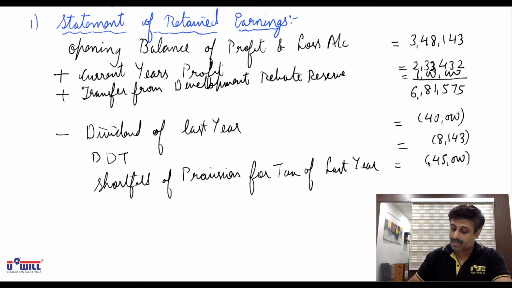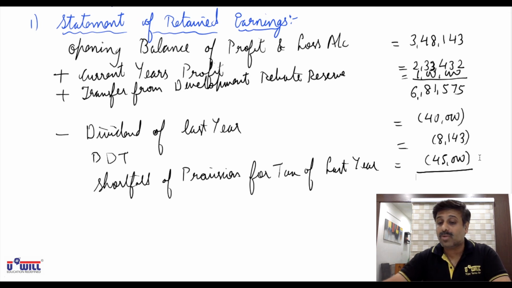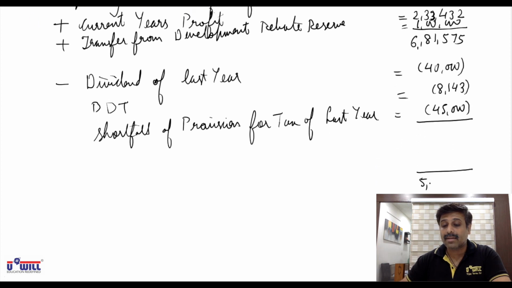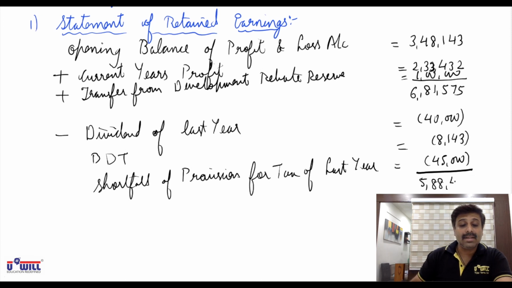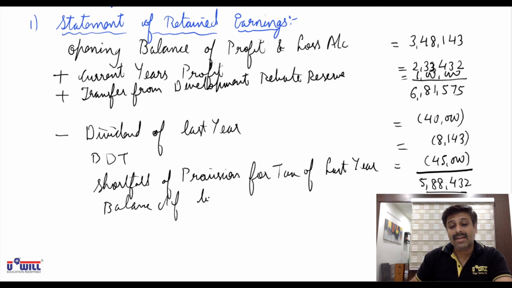So minus 40,000, minus 8143, minus 45,000. If you subtract these three amounts, what will remain is 5,88,432. Okay, that is the balance carried forward to balance sheet. 5,88,432 will be the balance carried forward to balance sheet.